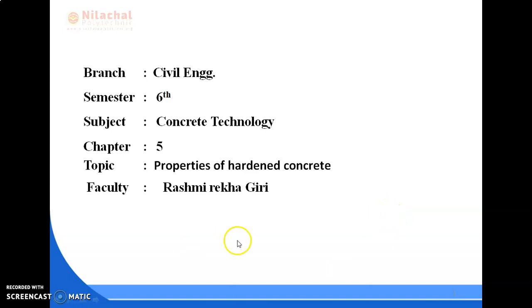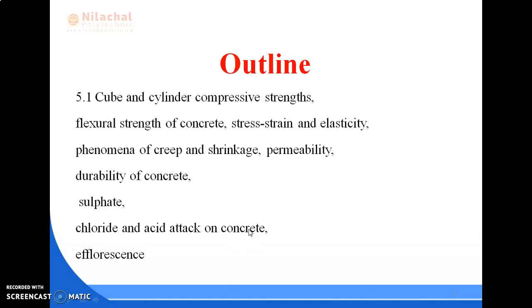Hello everyone. Today we are going to start a new topic, chapter 5. Name of this topic is Properties of Hardened Concrete. So, this is the outline of this chapter.